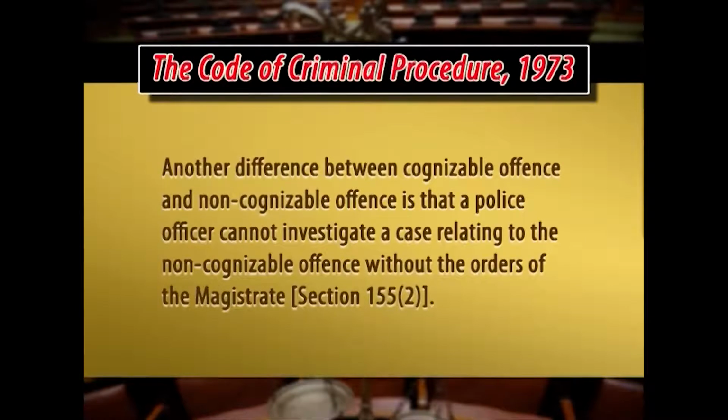Another difference between cognizable offence and non-cognizable offence is that a police officer cannot investigate a case relating to non-cognizable offence without the orders of the magistrate, as it is provided in section 155 subsection 2 of the code. However, if the information reveals the commission of cognizable as well as non-cognizable offence, then the whole case shall be treated to be cognizable case, and the police officer can investigate the entire case without the orders of the magistrate.